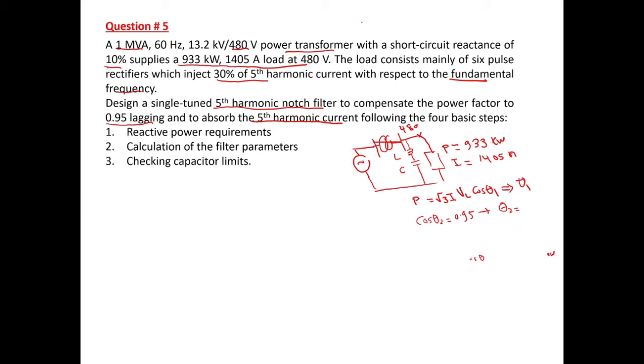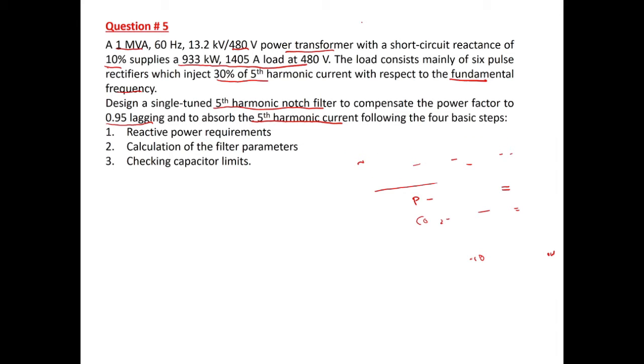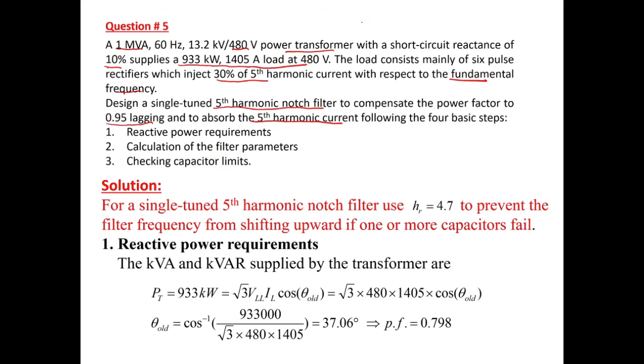So let me take this one out and let me now show the solution step by step. Okay, so over here again, we would like to design a single tone filter for the fifth harmonic, but as we explained during the class, we need to use not the fifth, but reduce it from 5 to 4.7 to prevent the filter frequency from shifting upward if one or more of the capacitors fail.